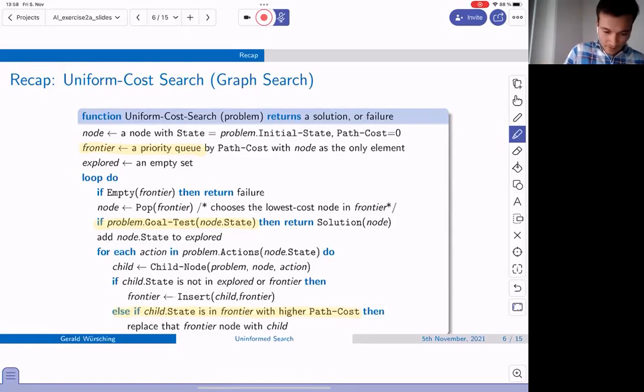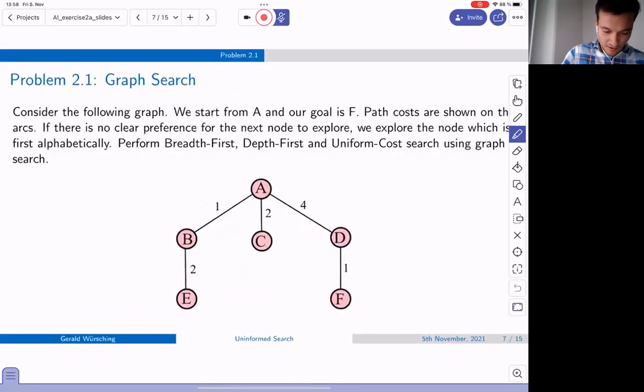Okay. Good. Then I guess we can start with the first exercise. So the first problem, which is problem 2.1. And we're just going to go through that now.